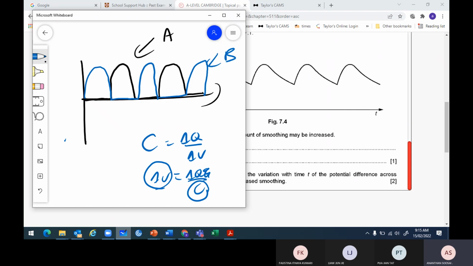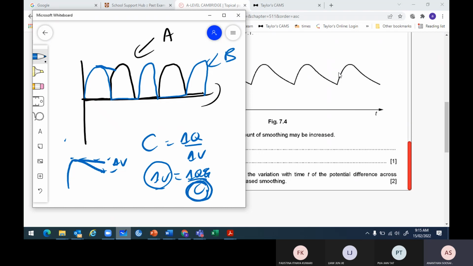The change of V is actually in this diagram, the change of V from the peak to the bottom here. This height is the change of V, right? So the change of V becomes smaller. So here you have the ripple like this. So let's say you have a graph like this. This height is your change of V. So how do you reduce it to become flatter? Use big capacitance. Okay. So 1 mark: state big capacitance.